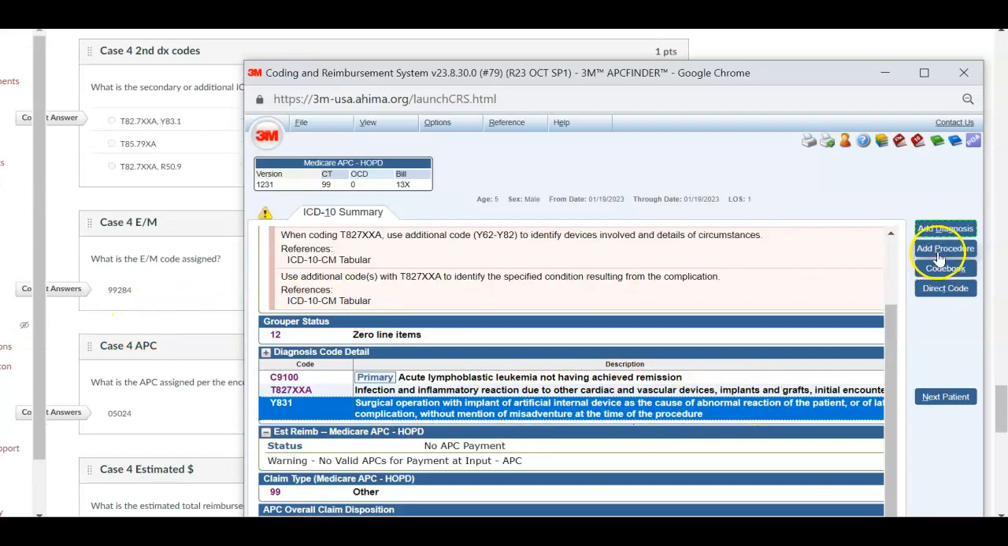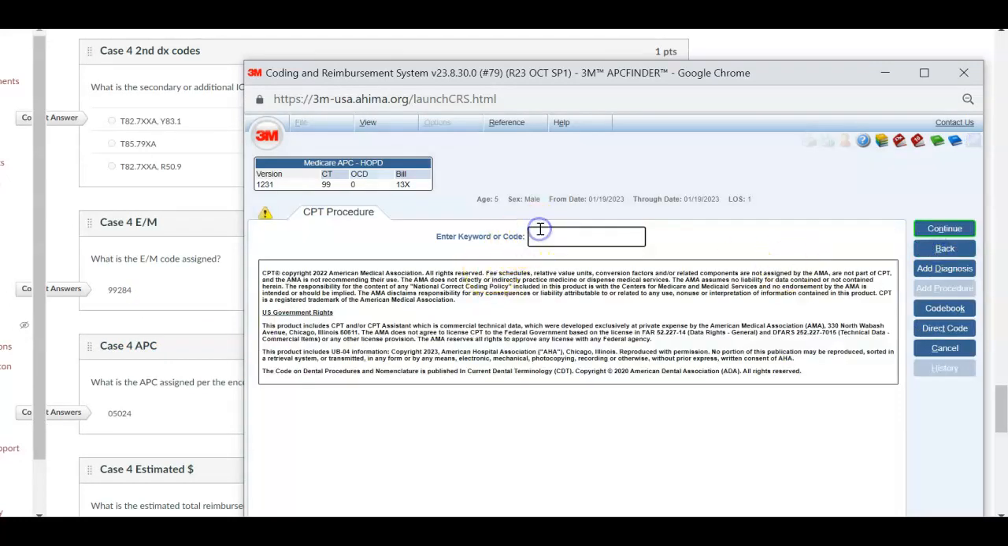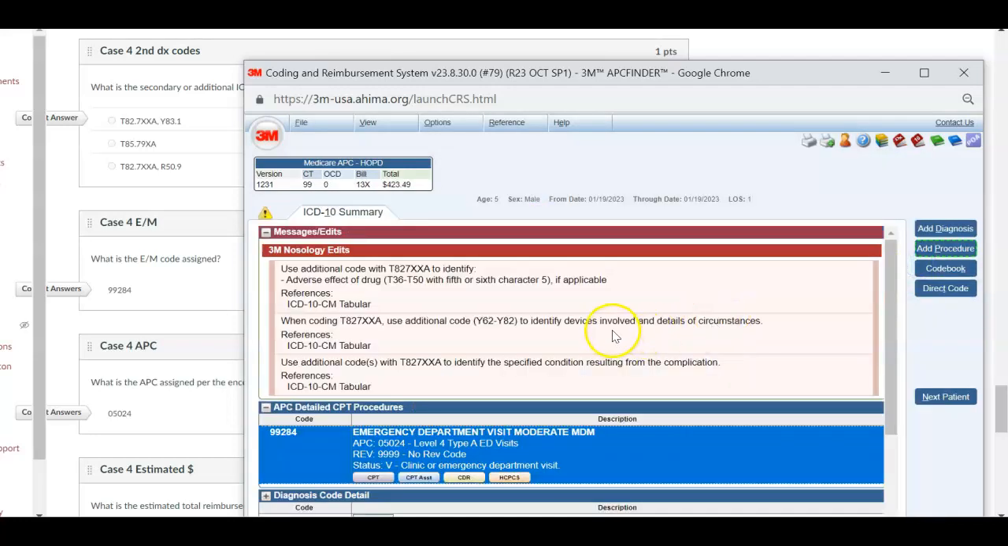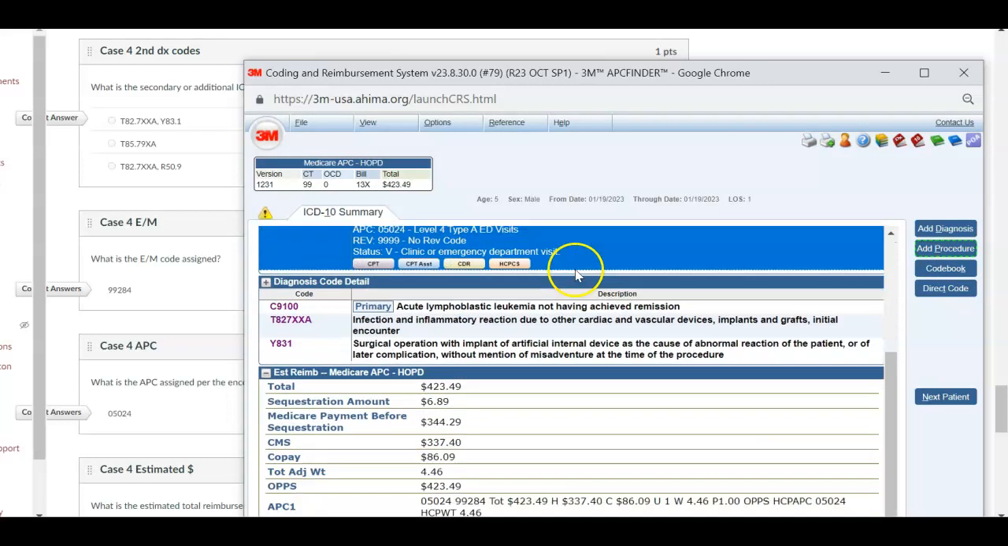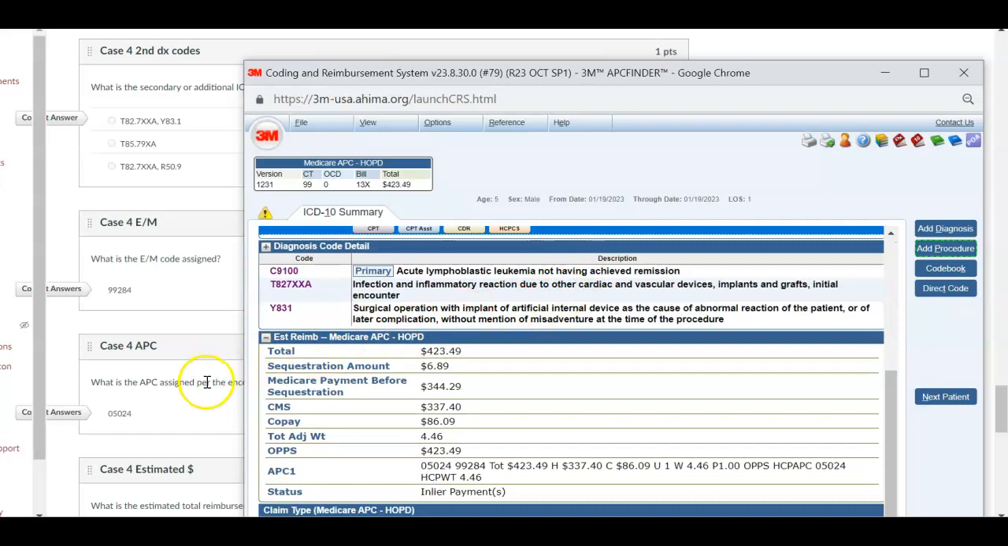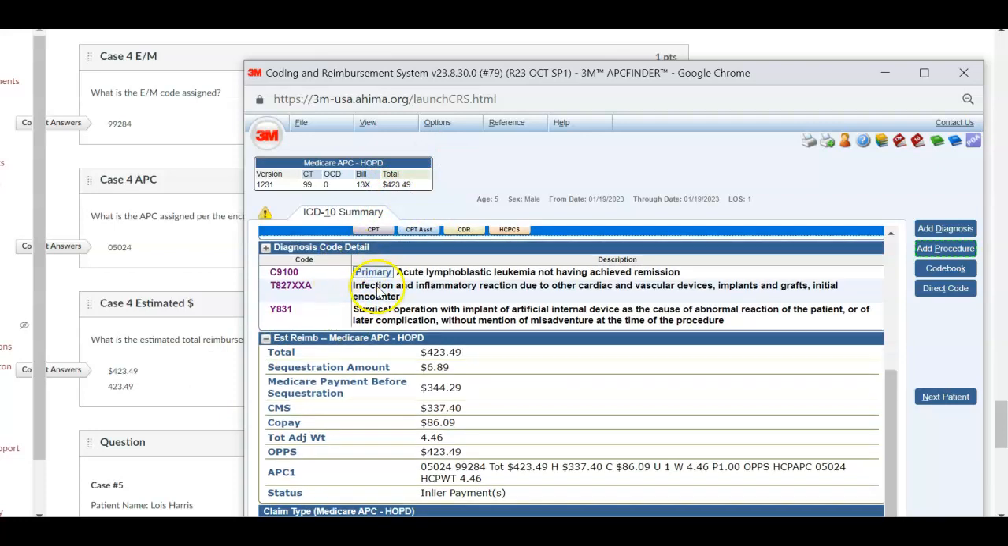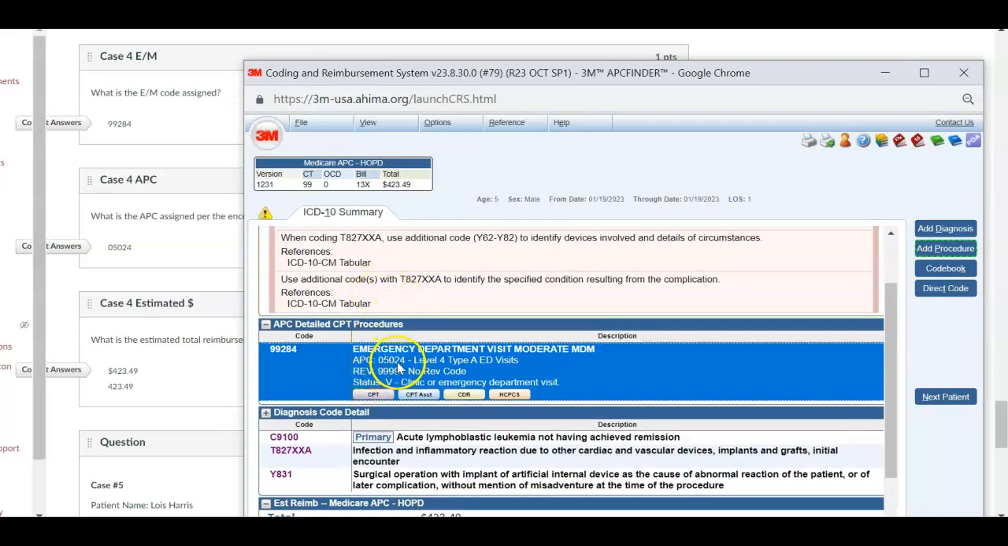Then I'm going to go ahead and put in my procedure, 99284. All right. So with that, again, you can add different things that it's telling you to, but it looks like we have everything coded out completely. Here is our total amount for this one. Our APC, as you can see, is 5024, level 4 type.